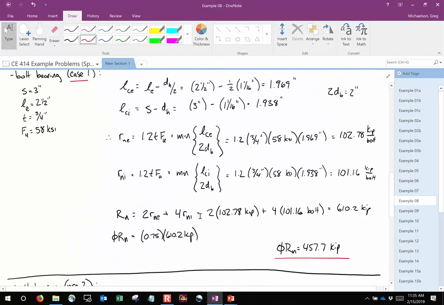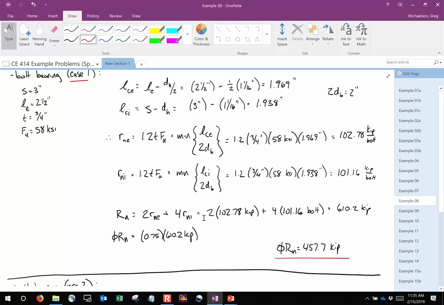Let me scroll up a little bit. So we're looking at based on bolt spacing. If we're looking based on bolt spacing, what that means is that we're looking at the interior bolts, okay? Now what did we get? We got 101.16, right? Okay, so what is that if we multiply by phi? Take this, multiply it by 0.75, and tell me what you get. Say it again. 75.87. Okay. All right. So keep that in the back of your head.